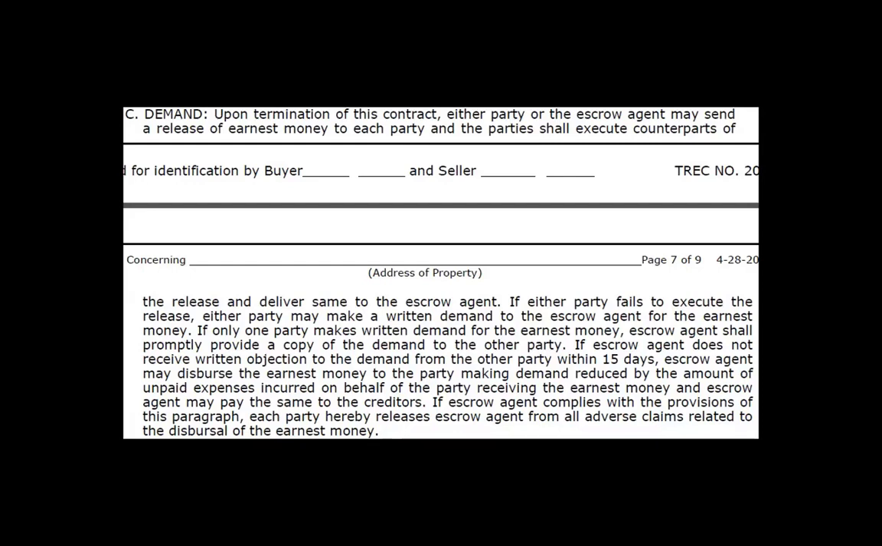So the title company is going to ask for a release to be signed by everybody. Well, if somebody doesn't sign that release, then what can happen is any party in the transaction can actually send a demand letter to the title company demanding for that earnest money to be released. What's going to happen is the title company is going to let everybody in the deal know that a demand was made for the earnest money. If nobody responds to that demand, then whoever made the demand gets the earnest money. If somebody responds to the demand, then I'm really not sure what happens. But it just gets drug out and it kind of gets nasty.